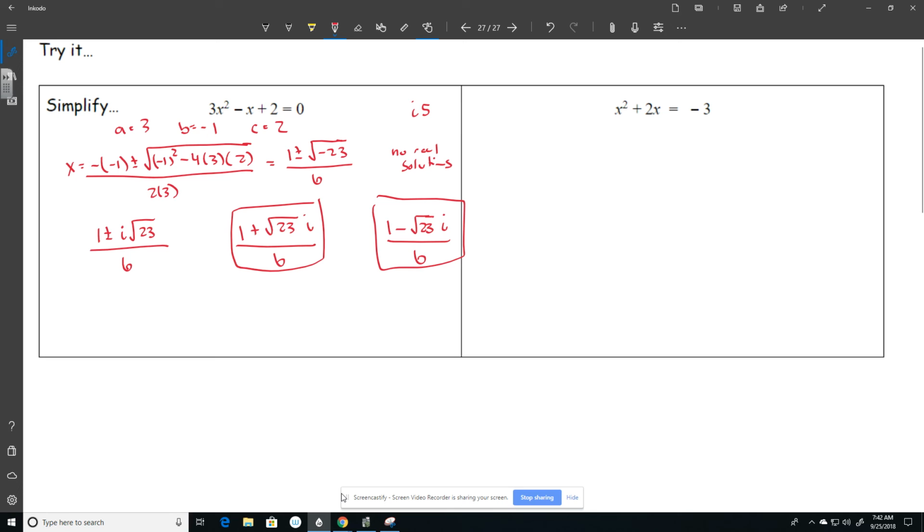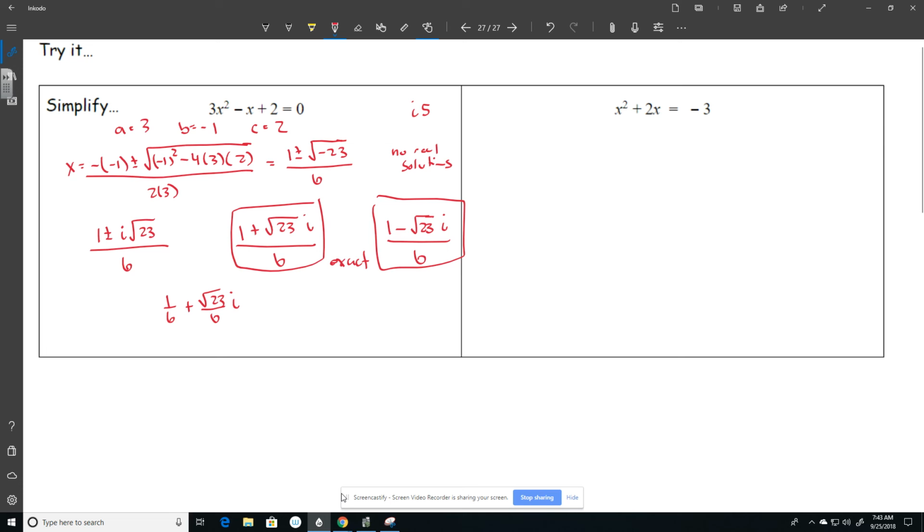Square root of 23 doesn't give you a nice number. It's going to give you like 4.7 or 4.8 or something like that. So it's not a nice number. If the computer asks for an exact answer, this is what you would put. If the computer wants a decimal, then what you have to do is divide everything by 6. So this would become 1/6 plus the square root of 23 divided by 6, i.